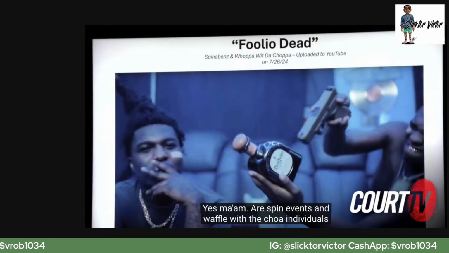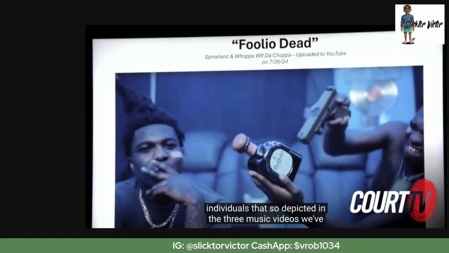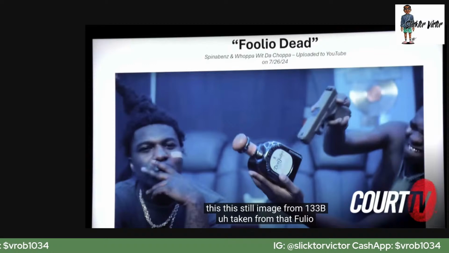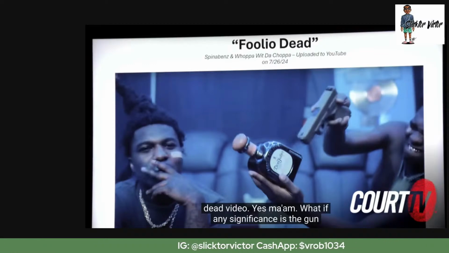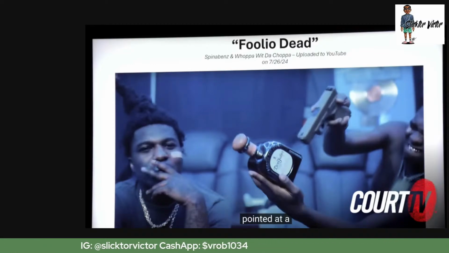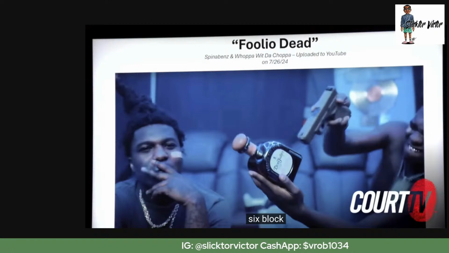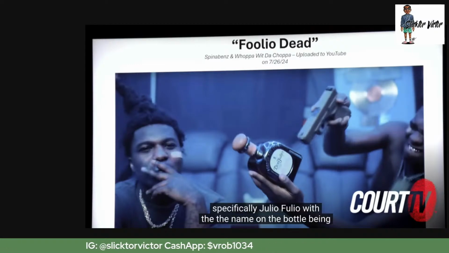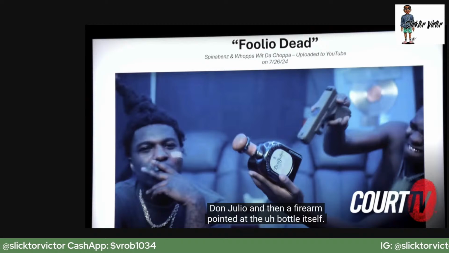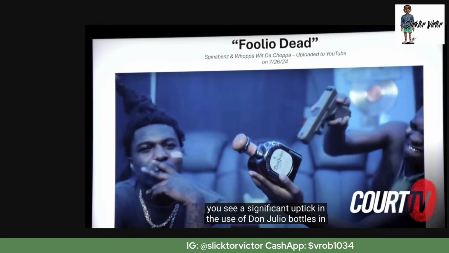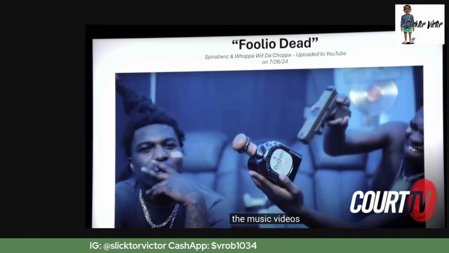And was this still image from 133B taken from that Foolio Dead video? Yes, ma'am. What, if any, significance is the gun pointed at a Don Julio bottle in your 1200 investigation? So it's a diss to 6 Block, specifically Julio Foolio, with the name on the bottle being Don Julio, and then a firearm pointed at the bottle itself. Did you see a significant uptick in the use of Don Julio bottles in the music videos after Charles Jones was murdered?